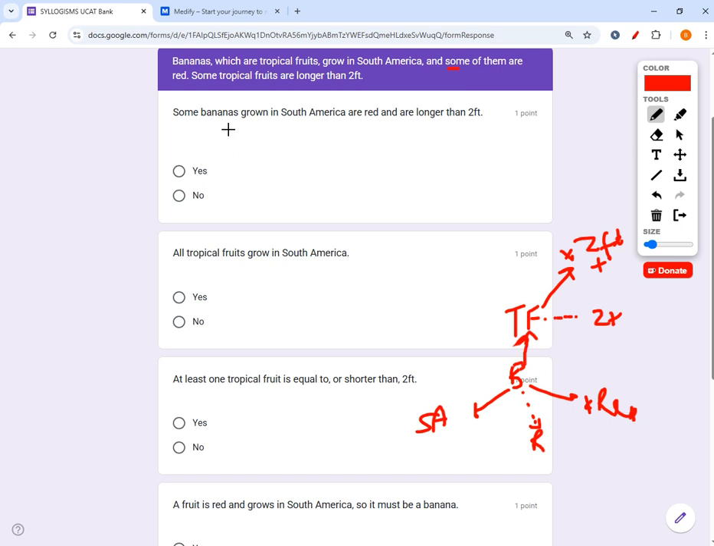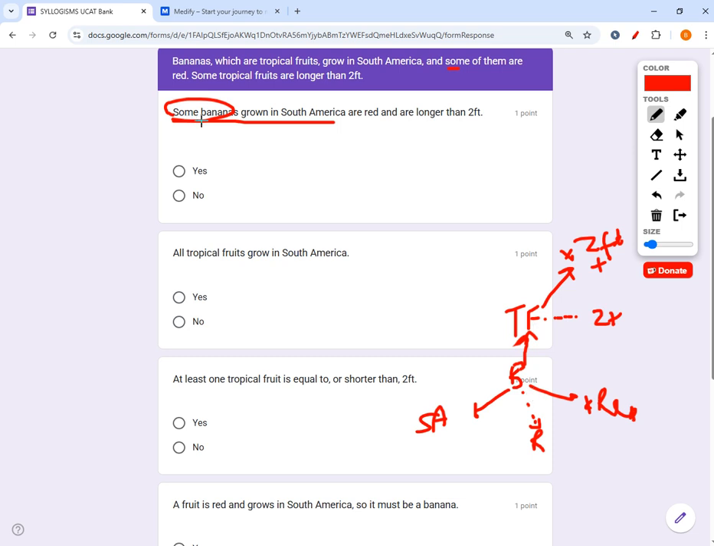Some bananas grow in South America are red and are longer than 2 feet. Absolutely no. Some bananas grow in South America. Firstly, it's not some bananas grow in South America. Bananas which are tropical fruit grow in South America. So we don't know about some because there's no mention of dotted line. He's saying some bananas grow in South America are red and are longer than, some of them are red. Yes, we agree. Some of the bananas are red and are longer than 2 feet.